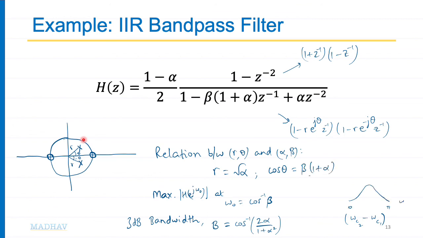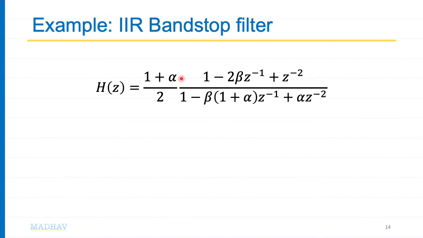Basically what I want to say is, this is how it will look. My plot looks something like this. There is a peak at omega naught, and the peak will be 1 here. Oh, actually this is a plus sign here. Oh, I'm sorry. Okay.